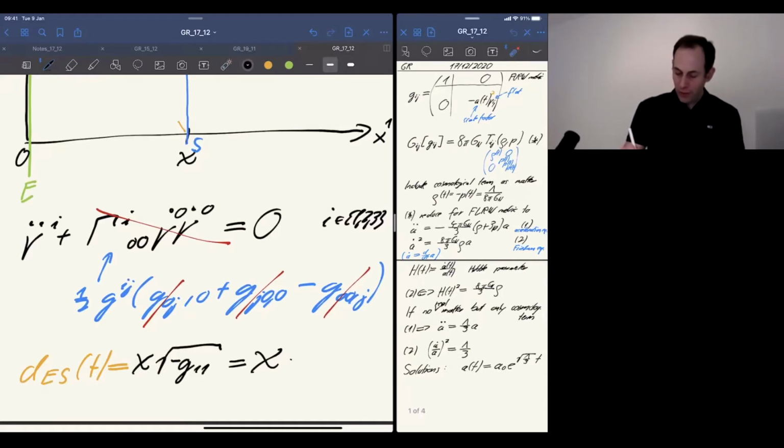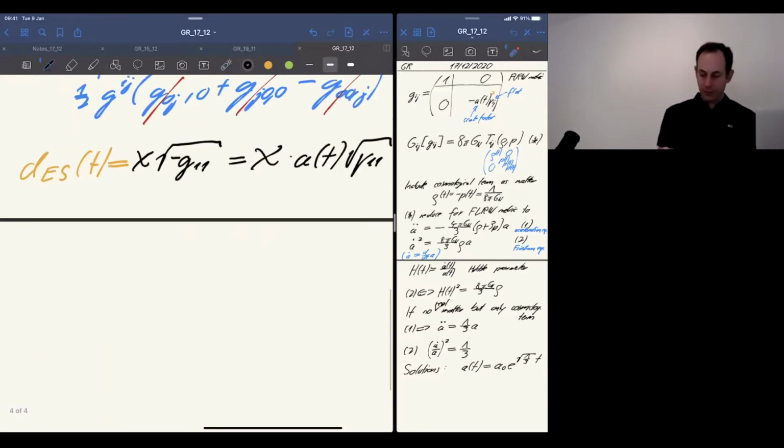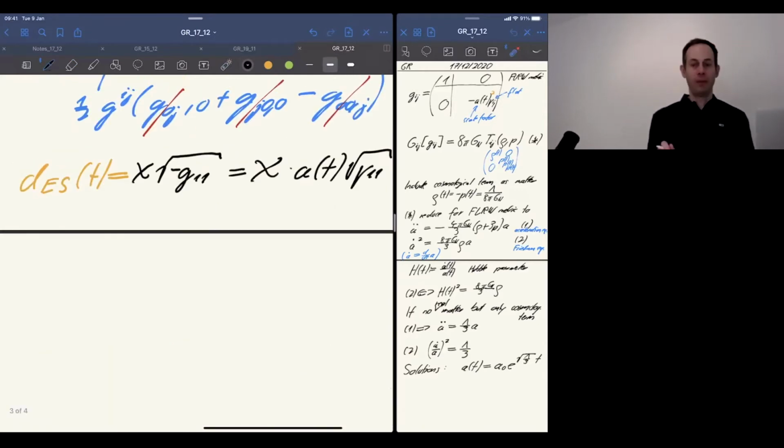So the 1, 1 component is minus a(t) squared times gamma_11. So let me just write this. It's a(t), and then the square goes away because of the square root, and then we have the gamma_11. But the gamma_11 is a constant. That is not time dependent by assumption. All the time dependence is absorbed by the a(t) term.